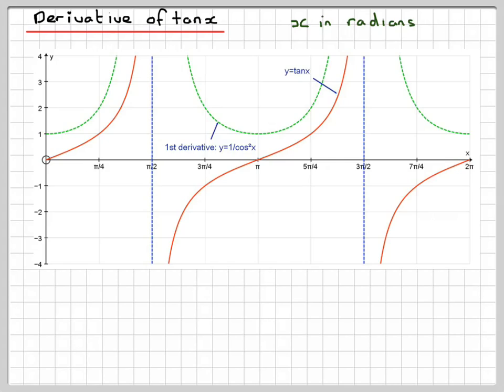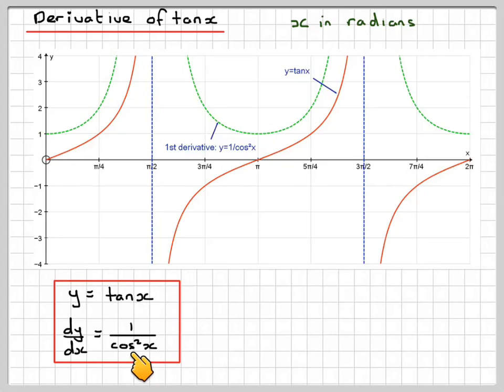So there's a screenshot of what I've just done, and the conclusion is if y is equal to tan x, dy by dx will be equal to 1 over cos squared x, or d by dx of tan x is equal to 1 over cos squared x. Okay, these need to just be remembered. I've just shown you graphically; this is not a formal proof.